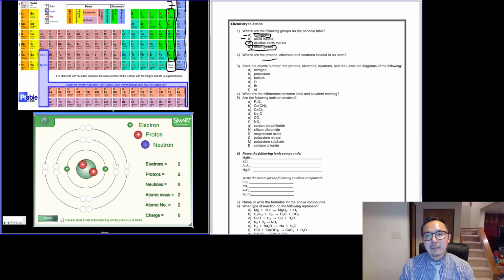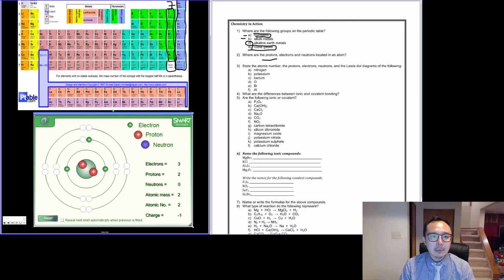If I don't have the same number of protons and electrons, that gives us a negative or positive charge. If this atom were to gain an electron in its outside shell, you can see now I have 3 negative charges compared to 2 positive charges, which gives an overall charge of -1. Neutrons don't play a role in the charges, but they do play a role in the atomic mass.